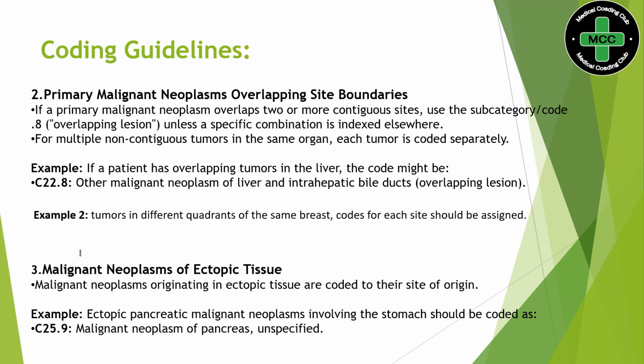Next, malignant neoplasm of ectopic tissue. Malignant neoplasms originating in ectopic tissue are coded to their site of origin. So once we see ectopic, we find the primary site, the original site where it formed. For example, an ectopic pancreatic malignant neoplasm involving the stomach should be coded as malignant neoplasm of pancreas. Though it started in the pancreas and also traveled to the stomach, here we code pancreas as the original site.